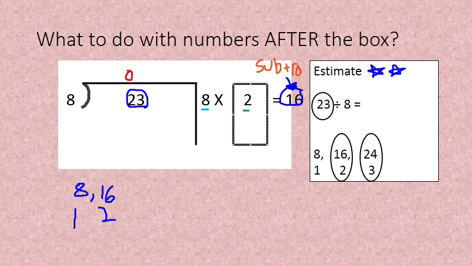After you do a couple examples, I think it'll make a little bit more sense to you. So the answer to the question, what do we do with the numbers after our box, is that we subtract them from underneath the hangman. So the number after the box is 16, so I will subtract that number, 16.